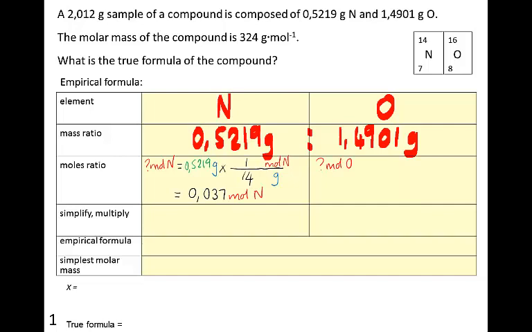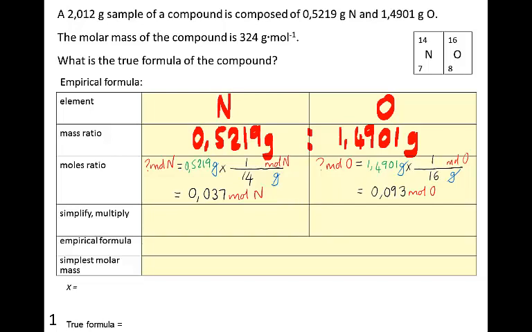How many moles of oxygen? Notice mole of nitrogen atoms, not mole of nitrogen gas, not N2. Same here, mole of oxygen atoms. How many do we have when we have a mass of 1,4901 grams of oxygen atoms? We use the molar mass of oxygen atoms as our conversion factor. Again, making sure that grams are at the bottom so we can cancel grams away, and mole of oxygen atoms at the top. From the periodic table, we know that 1 mole of oxygen atoms has a mass of 16 grams. 1,4901 divided by 16 is equal to 0,093 mole of oxygen atoms.